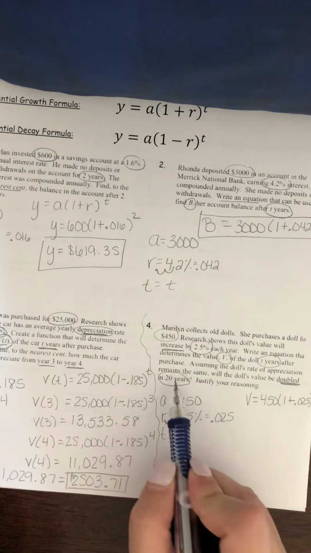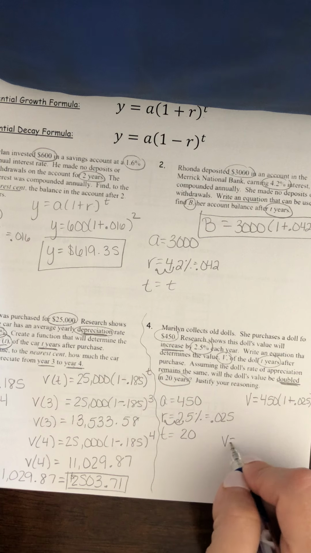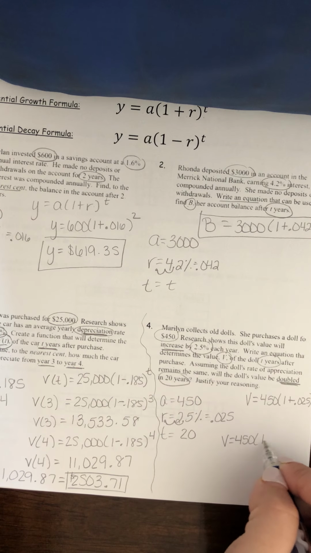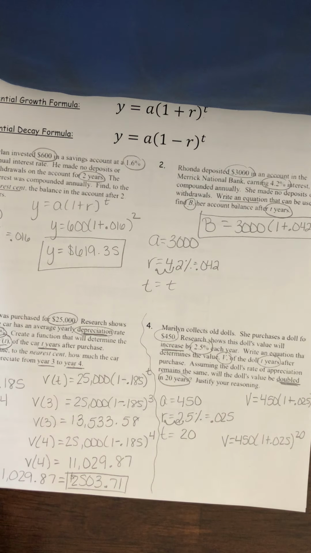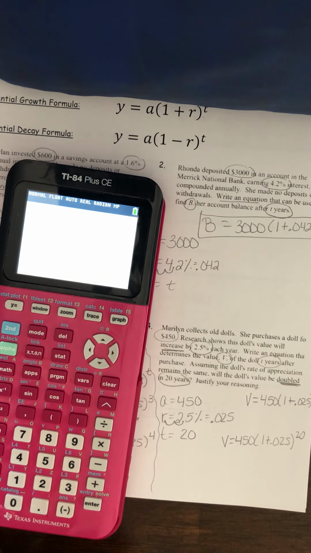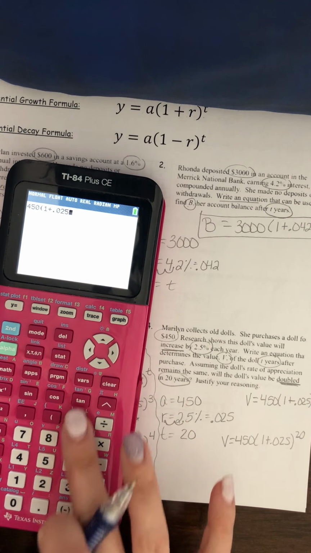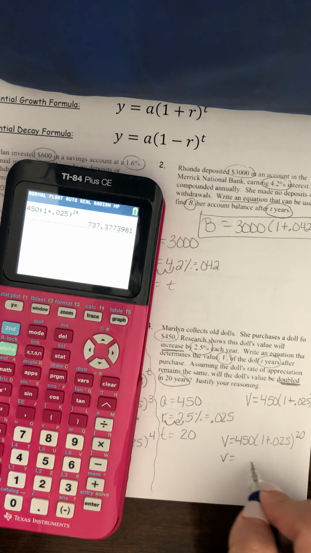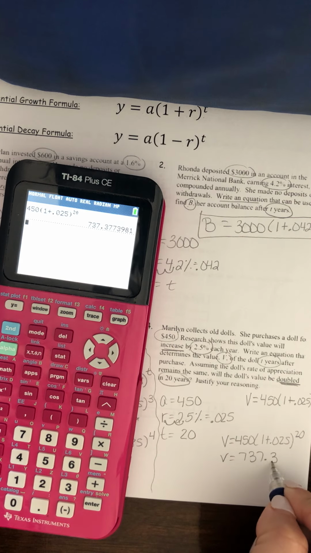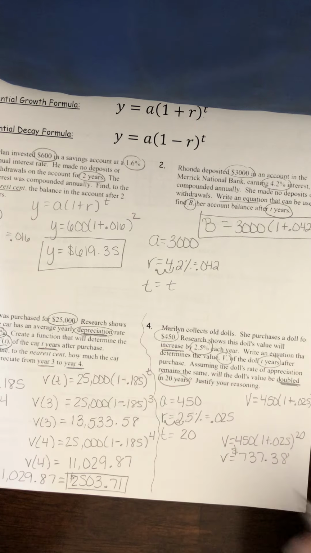Then they want to know if after 20 years, so my time is going to be 20, if the doll's value doubles. So 450, 1 plus 0.025 raised to the 20. And I'm going to type that in my calculator. So 450, 1 plus 0.025 raised to the 20. And I get V is equal to $737.38.